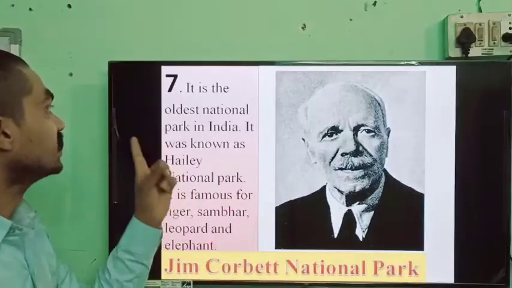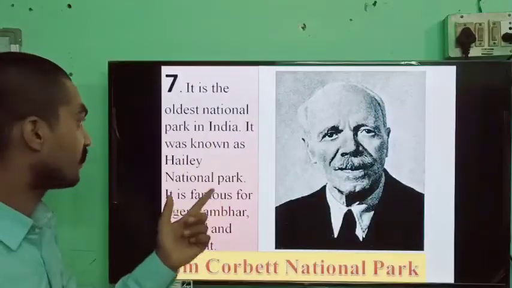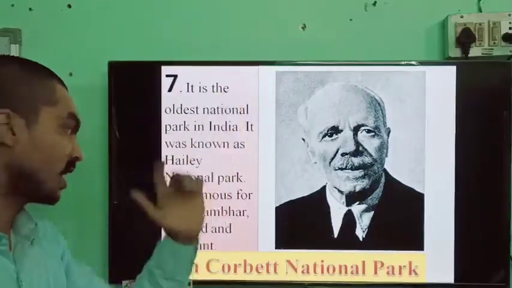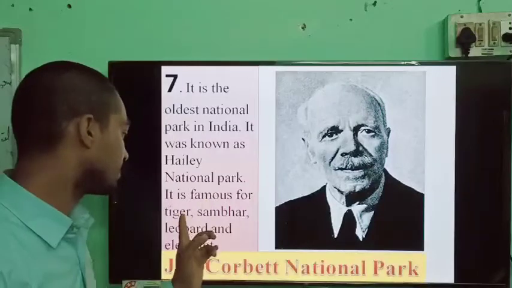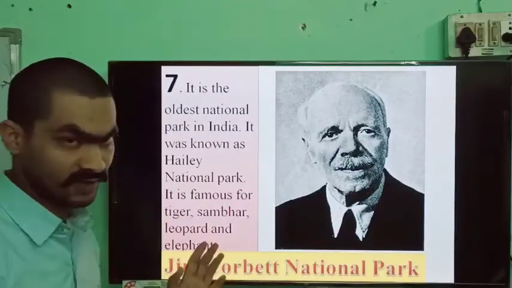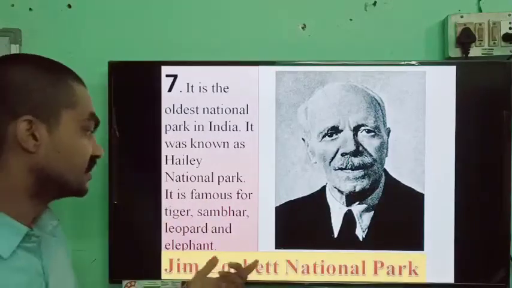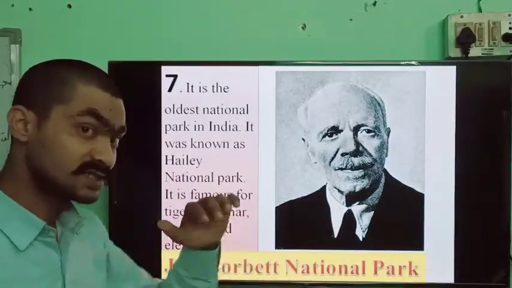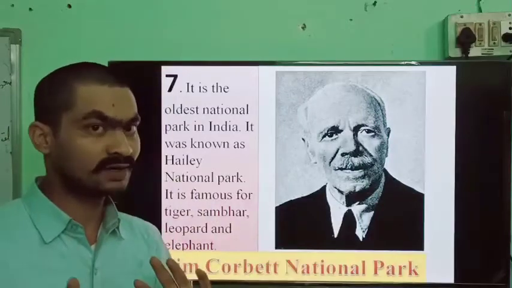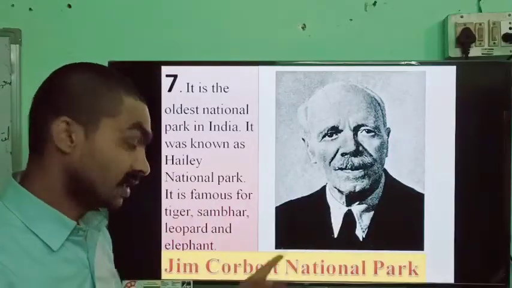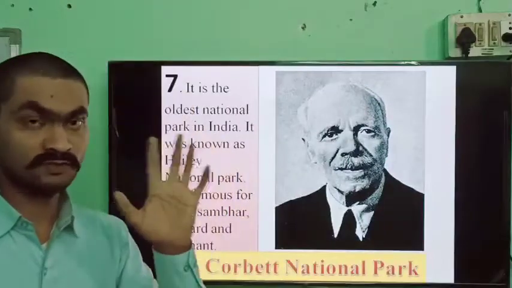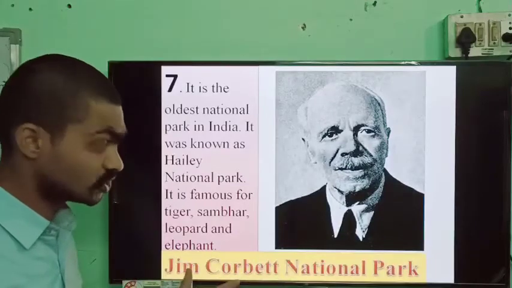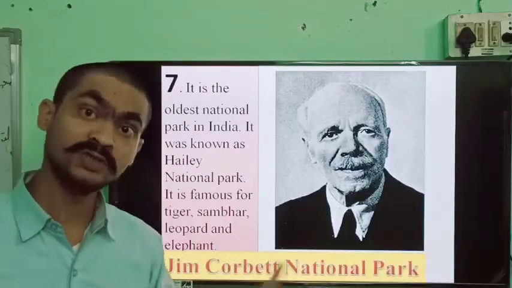Seventh. It is the oldest national park in India. It was known as Hailey National Park. Earlier it was known as Hailey National Park. It is famous for tiger, sambar, leopard and elephant. So this name is Jim Corbett National Park. Earlier it was a part of Uttar Pradesh. In 2000 Uttar Pradesh and Uttarakhand were separated. At that time Uttarakhand's name was Uttaranchal. The first chief minister was Narayan Dutt Tiwari. So this is Jim Corbett National Park. Now it is in Uttarakhand.